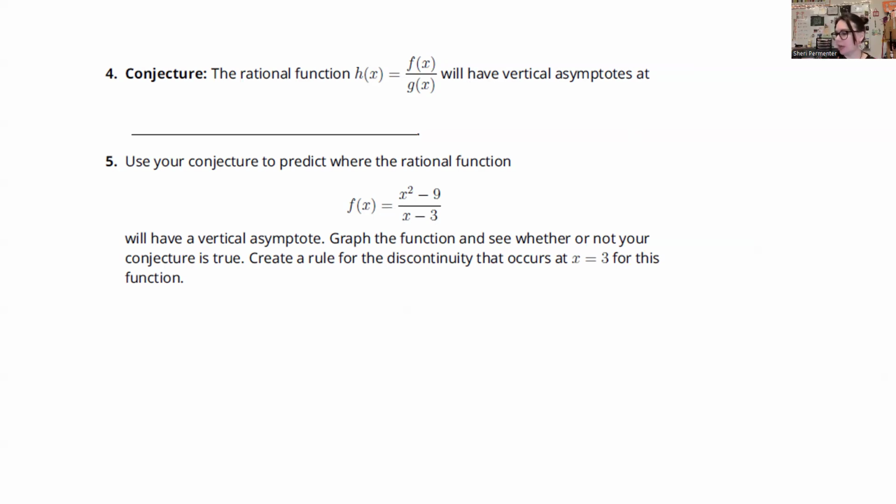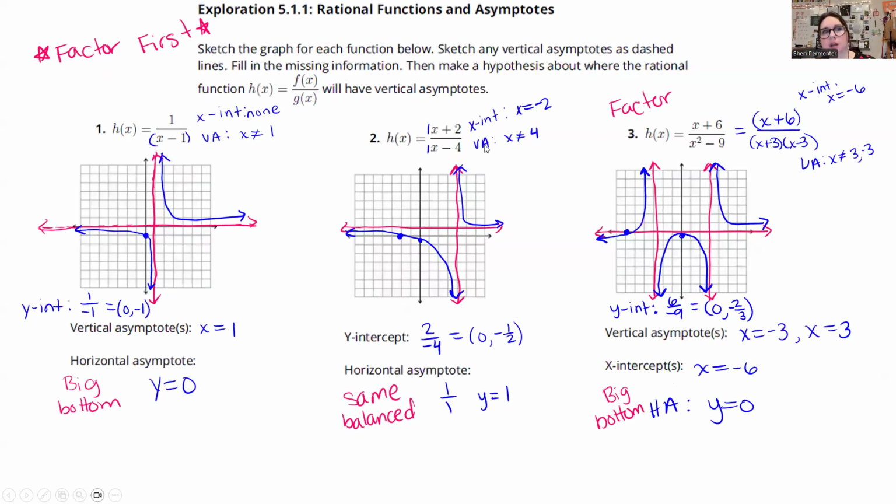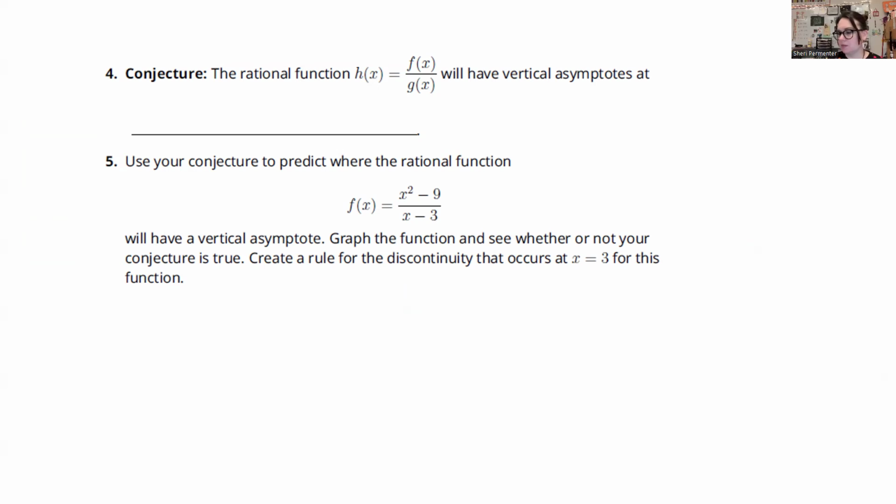We've already kind of done this. When do we have vertical asymptotes? Vertical asymptotes come from the denominator. So it's anything that makes the denominator 0 that will cause a vertical asymptote. So that's all I'm going to write down. Any number that makes the denominator equal to 0 is going to cause a break in your graph or a vertical asymptote.